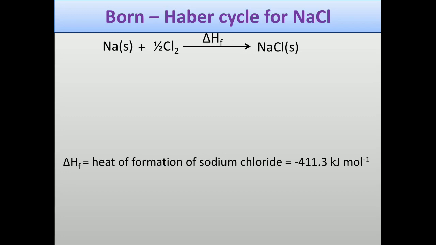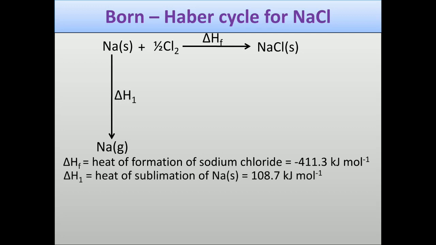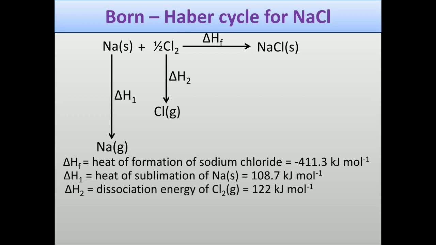The other route involves a sequence of steps. First, solid sodium is changed into gaseous sodium atoms. The enthalpy of atomization of sodium, that is ΔH1, is equal to the enthalpy of sublimation, and it is equal to plus 108.7 kilojoule per mole. Then the atomization of chlorine takes place. It requires plus 122 kilojoule per mole.